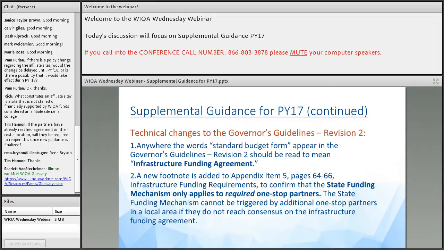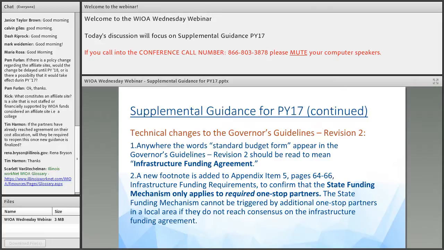But what the TEGL clarified, and what we're affirming here in this technical change, is that the state funding mechanism cannot be triggered by any partner that is not a required partner under WIOA. So there are additional partners that local areas can add. They're not required under the law, but they still offer services in the Comprehensive One-Stop Center or the local area.